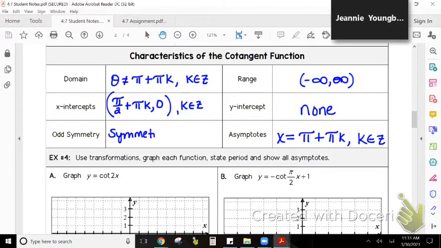Do you remember which ones had even symmetry? Cosine. Cosine and? Sine. Nope, cosine's reciprocal. Secant. Good.